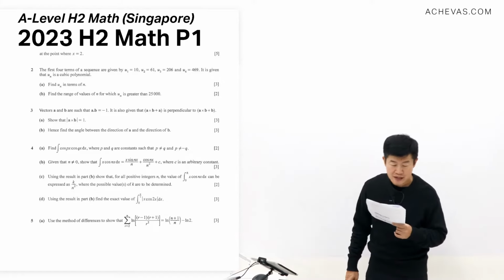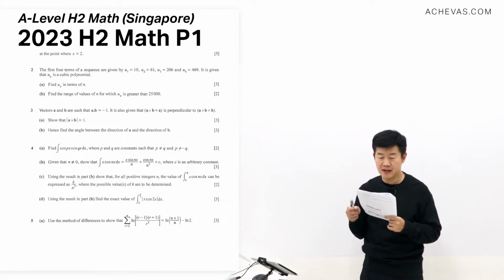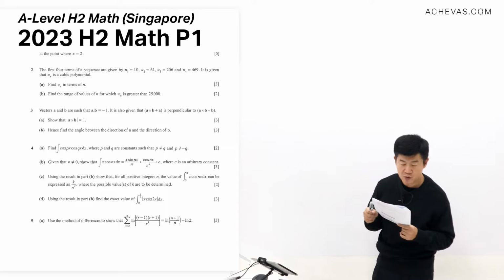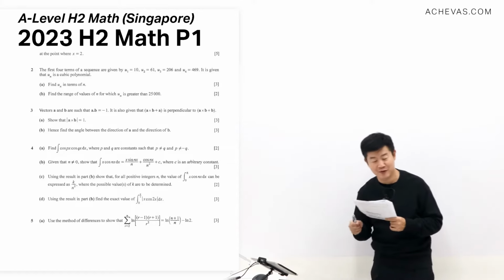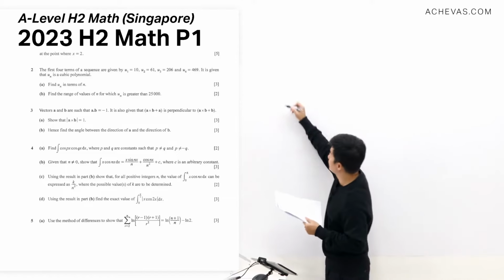Okay, in question number 3, we are looking at a vectors question. We are given that a dot b is equal to -1, and we are also given that a cross b plus a is perpendicular to a cross b plus b. And we're supposed to make use of these few pieces of information to try to show that modulus of a cross b is equal to 1.